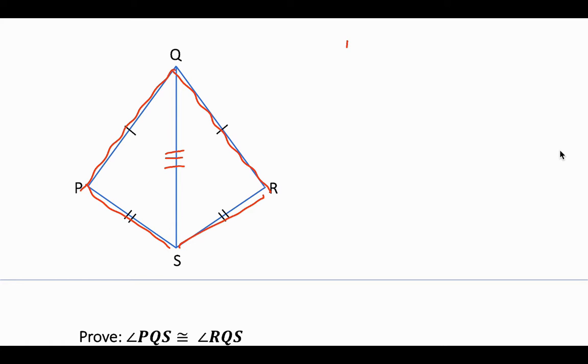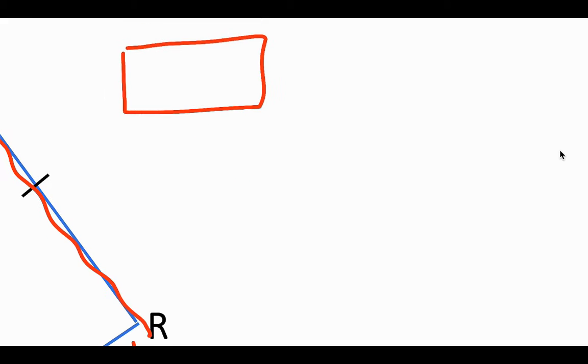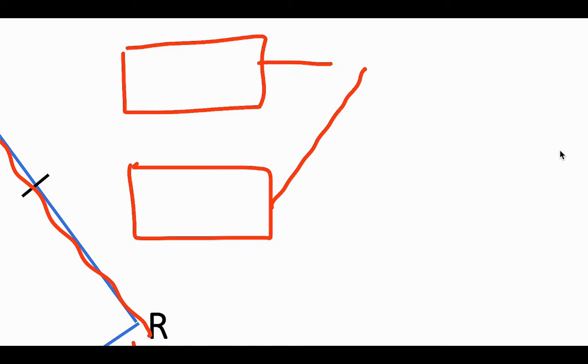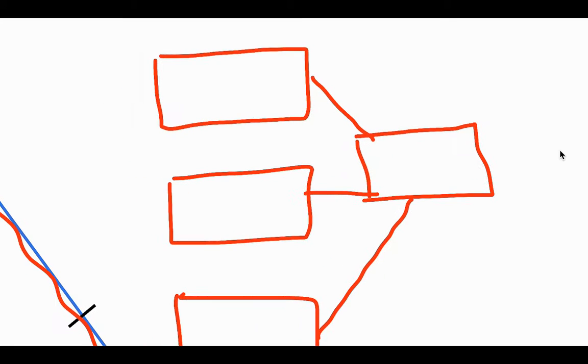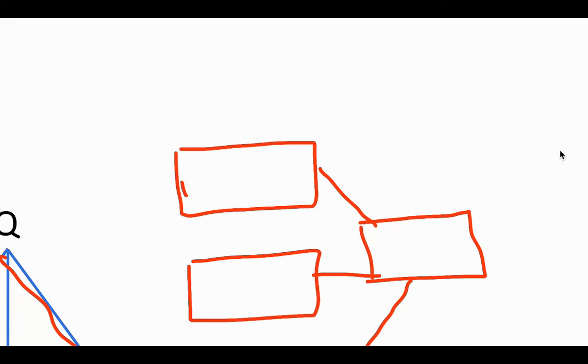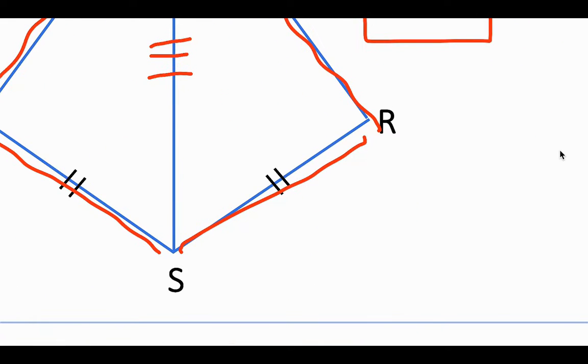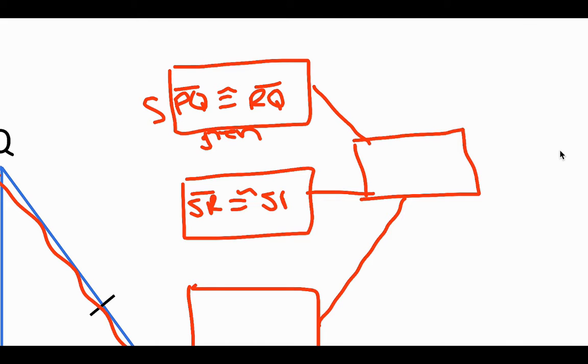So let us draw in our little proof. We start with 3 boxes. And that's going to prove our triangle congruency statement, like so. So what's the first line that we have? PQ and RQ. PQ is congruent to RQ, and they are line segments. And again, that was given to us, and that's a side. Another side that was given to us was SR and SP. Again, that was given, and that's a side.